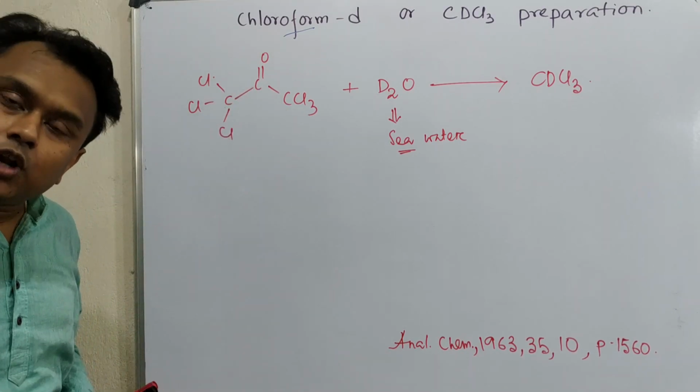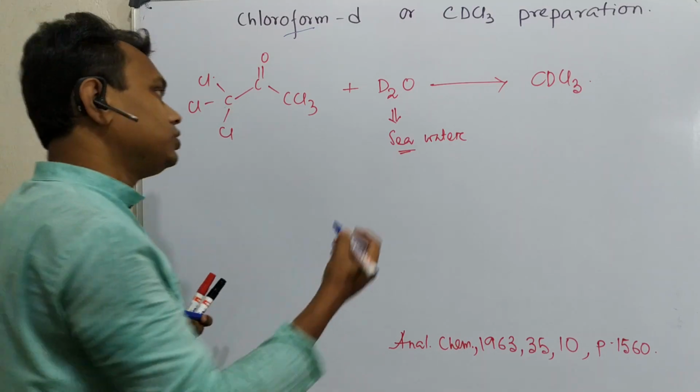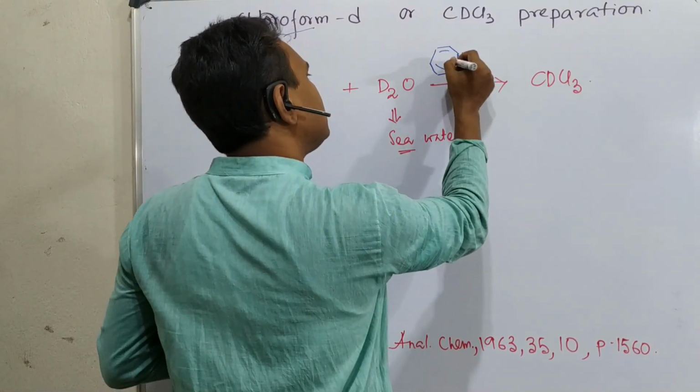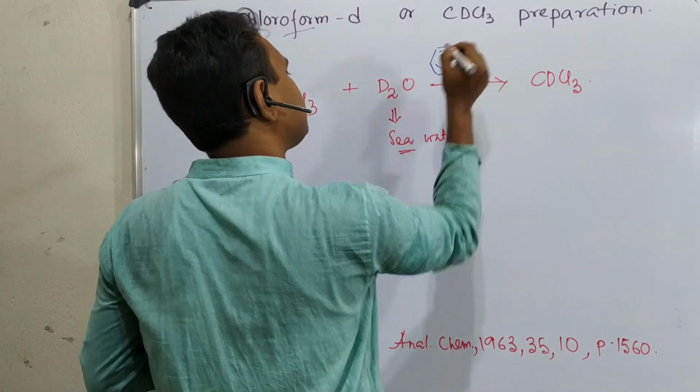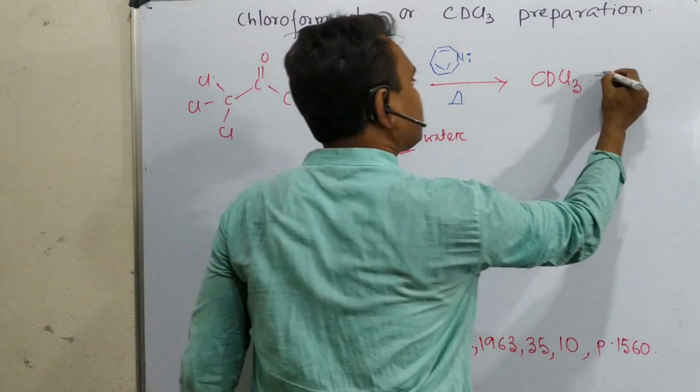Now please remember the haloform reaction. So this is a deuterated, deuterium version of the haloform reaction. So it will be interesting. I have already discussed that previously. Now, in this case pyridine acts as a base, and this reaction needs some heating and produces this and carbon dioxide.